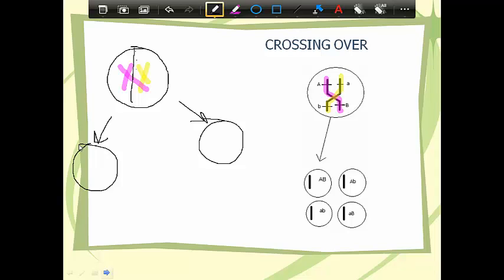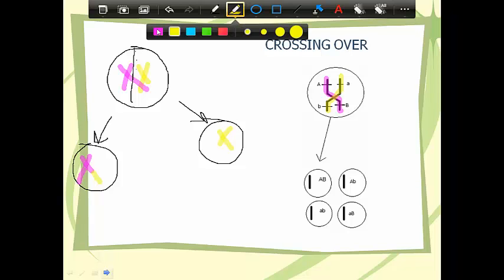So now we're going to have our original X chromatid with the big A and the big B on it, and then the sister chromatid is going to have a little bit of the other chromosome on it. And on the other side, we're going to have the original chromosome with the little a and the little b on it, and then the sister chromatid is going to have a little bit of the other chromosome on it. Okay, so they swapped sections, and on that section was a gene. In this case, it was the B gene that got swapped.